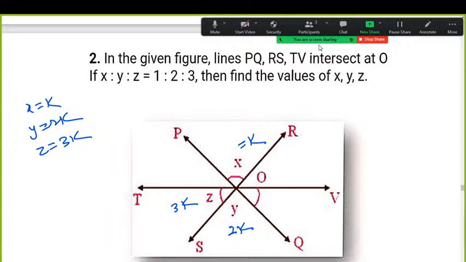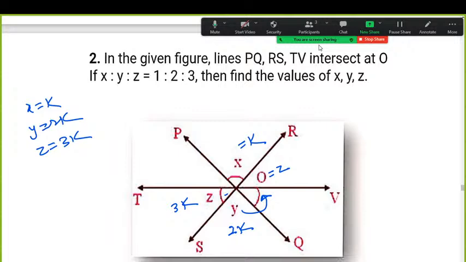Now one more thing is here. X is how much? k. And y is how much? Twice k. But which angle is y? This angle is y actually. This one is not y, this is y. Now this O is going to be how much? This is Z. That's why O should be Z.